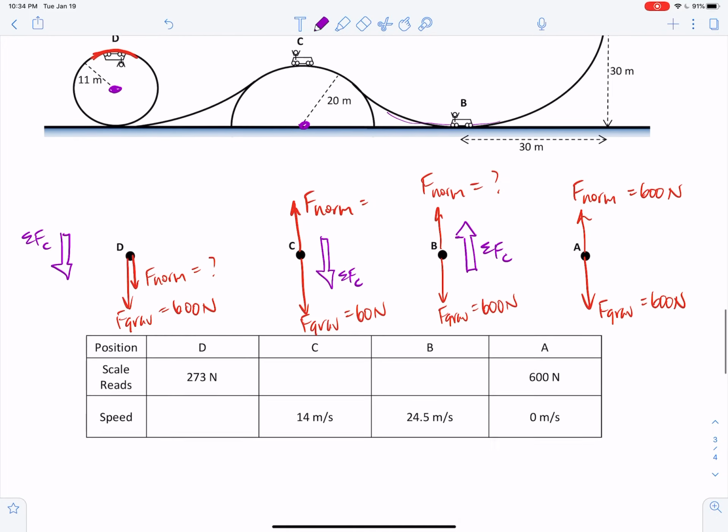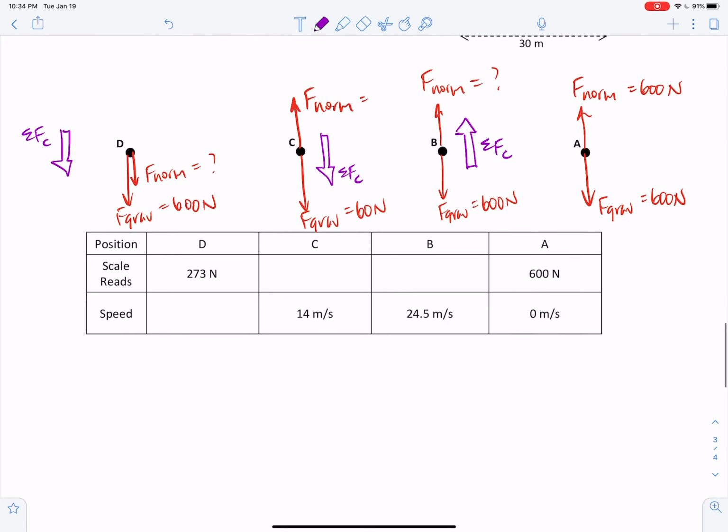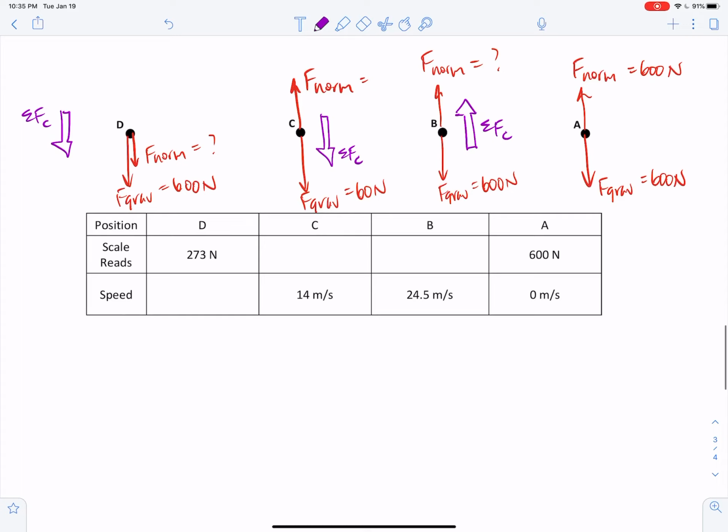All right, now that I've got these free body diagrams, I can keep cruising. I'm going to take a look at these 4 locations in more detail to try to get the scale reading. When we say scale reads, we're saying normal force. What is the normal force at those locations? So I want the scale reading at B, C, and then I need the speed at location D.